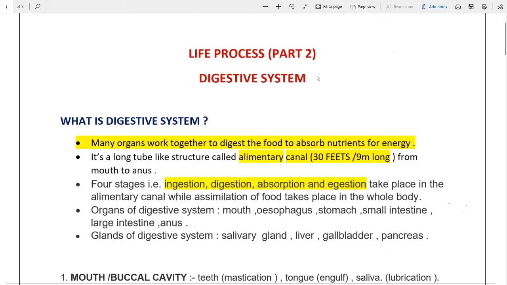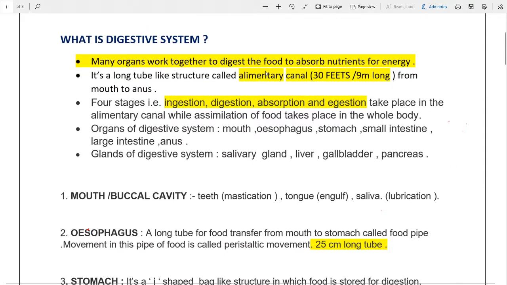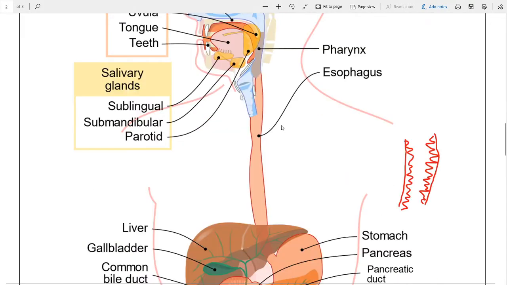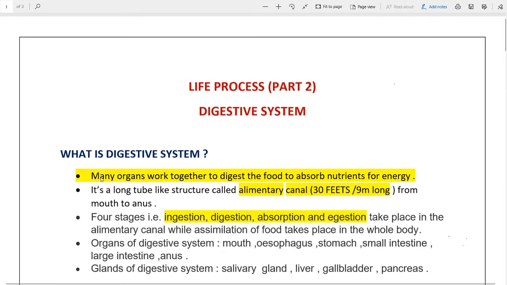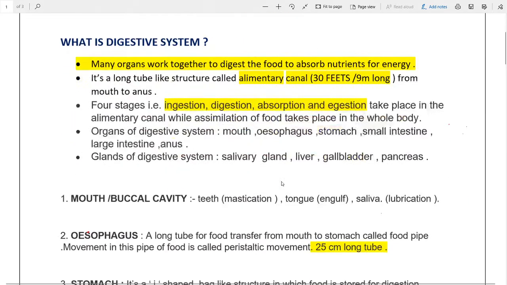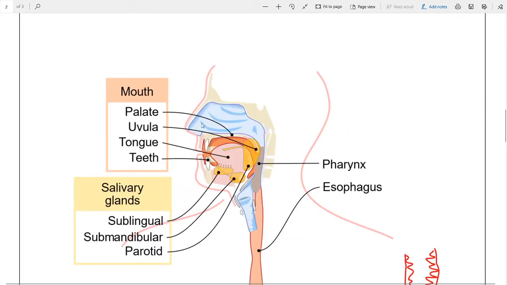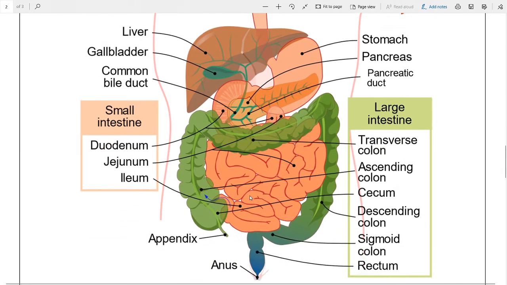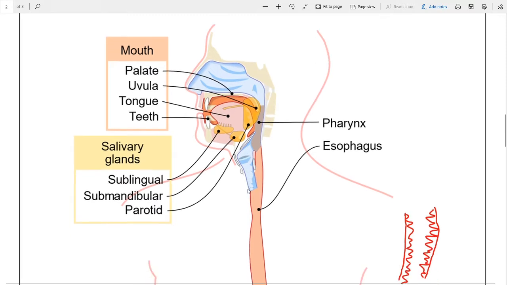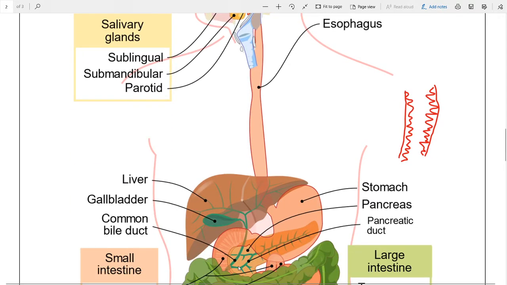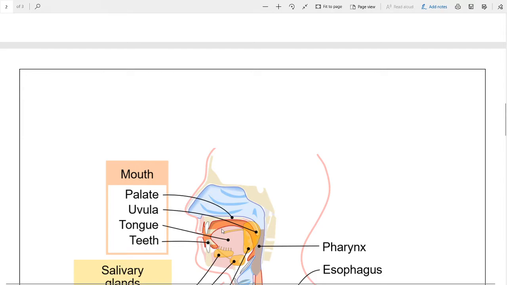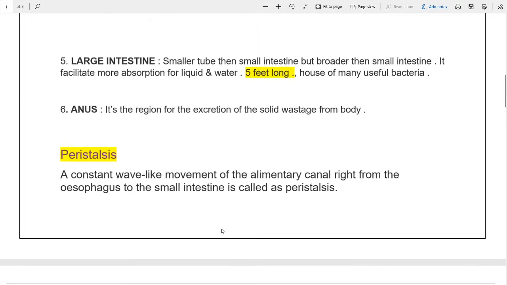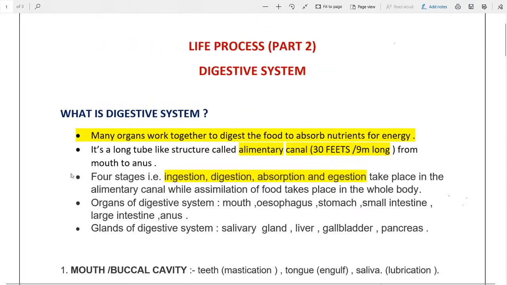So what are the functions of these structures? This complete tube, from the mouth onward, matches this definition: many organs are working together to digest the food and absorb the nutrients for energy. Organs like the mouth, esophagus, stomach, small intestine, and large intestine work together to digest food, for absorption of nutrients from the food to get energy. So this is the definition of the digestive system.